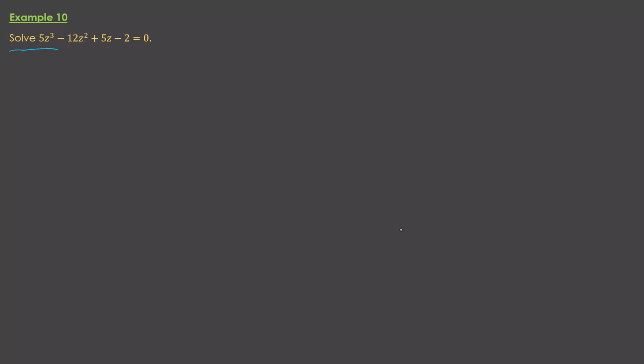Solve 5z cubed minus 12z squared plus 5z minus 2. We're going to start by looking for a linear factor of the left-hand side using the factor theorem. With the 2 at this end, normally you only have to worry about plus or minus 1 or 2. With the 5 at this end, we might have to worry about 1/5 and 2/5 as well, although the questions are rarely set up so that you have to look for ages.